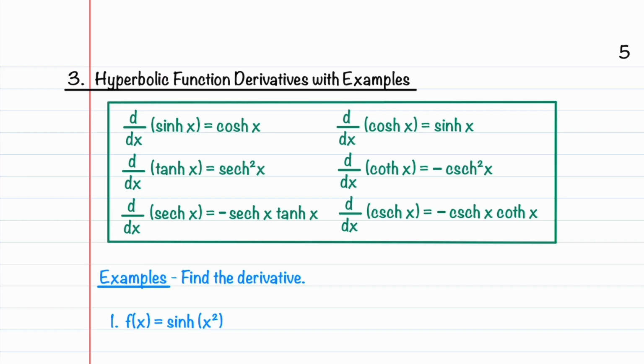Let's now see how to take derivatives of hyperbolic functions, and then we'll walk through some examples. The really great thing about derivatives of hyperbolic functions is that they are almost identical to the derivatives of trigonometric functions. Down here, I have listed the derivative of sinh, tanh, and sech, and then cosh, coth, and cosech. Five of these are the same as our trig function derivatives, and the one that's different is this one right here. The derivative of cosh of x is sinh of x instead of minus sinh of x.